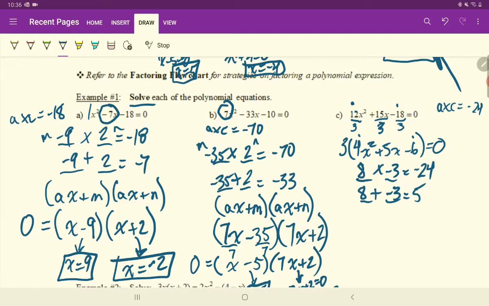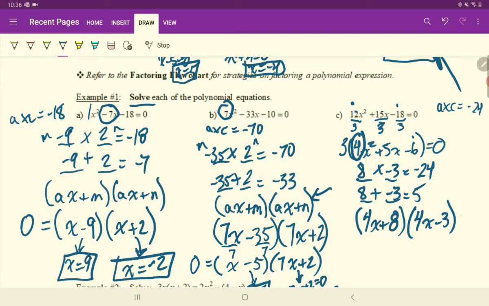Okay, so next we're going to write this in our format of a times x plus m times a times x plus n. Okay, so I'm going to skip this step here. I'm going to jump right to it. Our a value is now 4. Okay, that's our a value. So I end up with 4x plus 8 and then 4x minus 3.